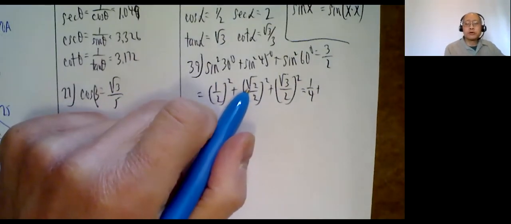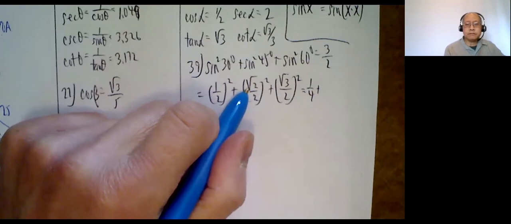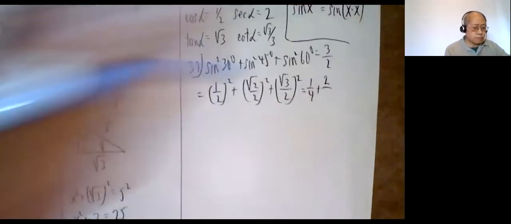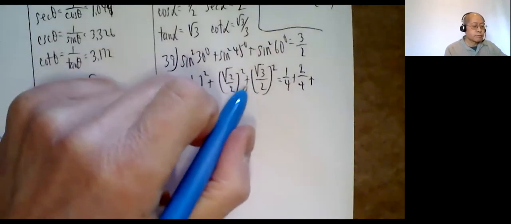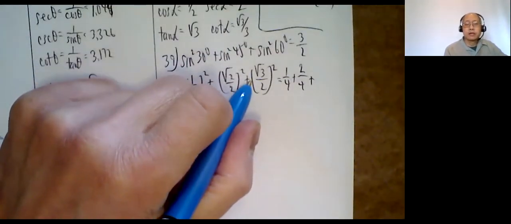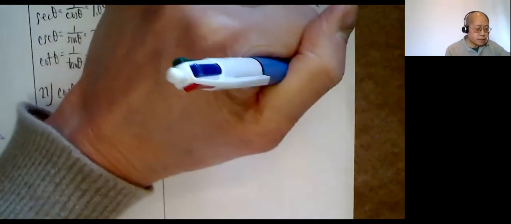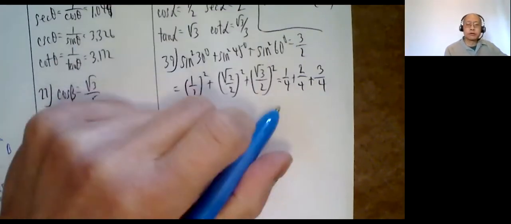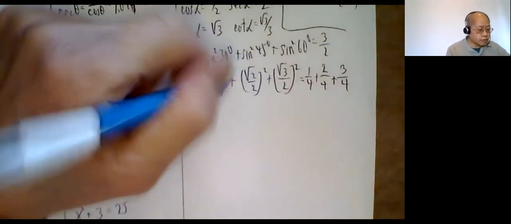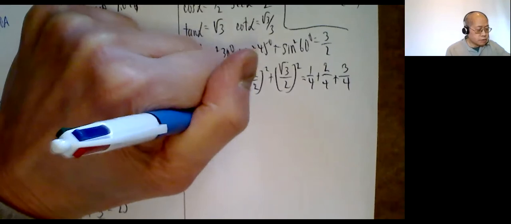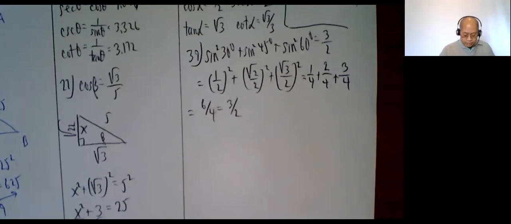What's the square root of 2 squared? 2. 2 squared is 4. Square root of 3 squared is 3. 2 squared is still 4. So I have 1/4 plus 2/4 plus 3/4, 6/4, which does reduce to 3/2. So it is verified. Okay, so the idea behind these problems, just work it out and hopefully get the same thing.